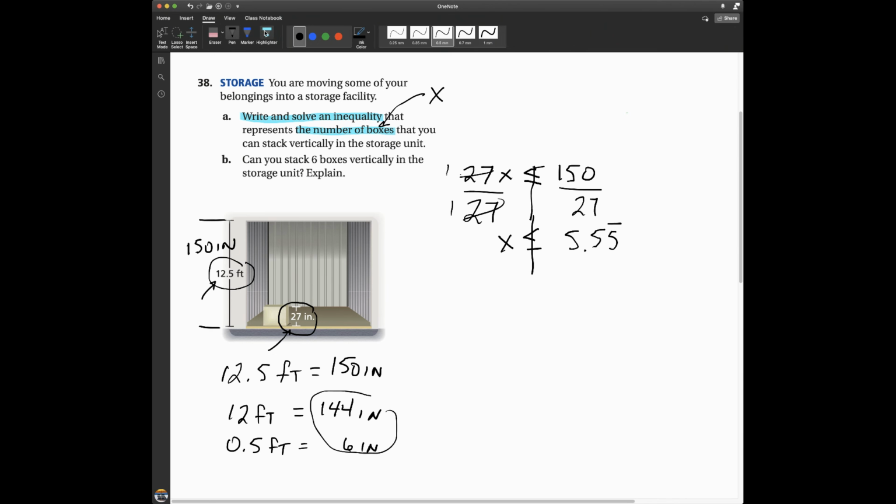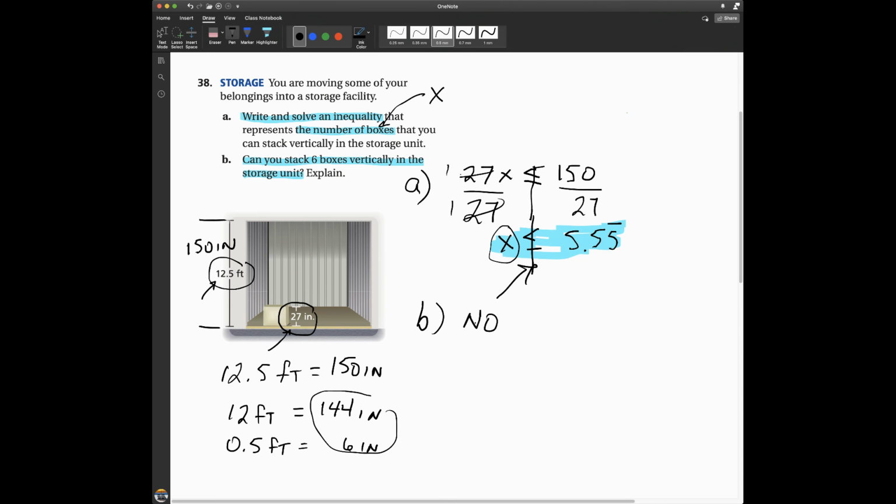Okay, let's look at question B. Can you stack 6 boxes vertically in the storage unit? Well, we already know from our answer for part B. Why don't you put this as part A? So here's part A. So for part B, we already know the answer is no. Why? This tells us that I can't stack 6 boxes, because this variable, the number of boxes, has to be less than 5.5 repeating. So the answer is no, you can't.